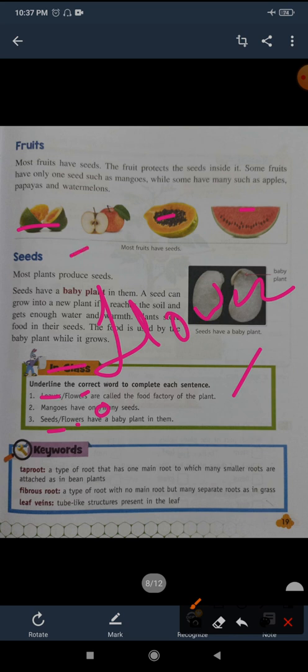So first now I'll explain about the seeds. What is the function of seeds? They help in germination of the new plant, and the seed coat is protective in nature, which protects the embryo inside. And here you can see seeds have a baby plant in them. So what will be the answer? Seeds have a baby plant in them. So these keywords you will learn, and now your time is over.